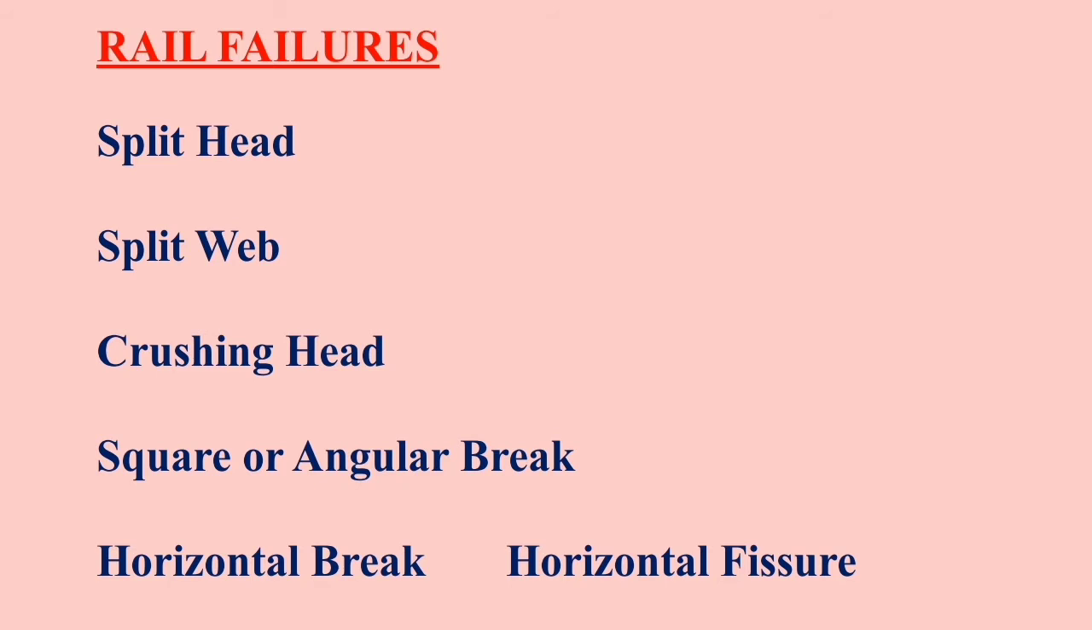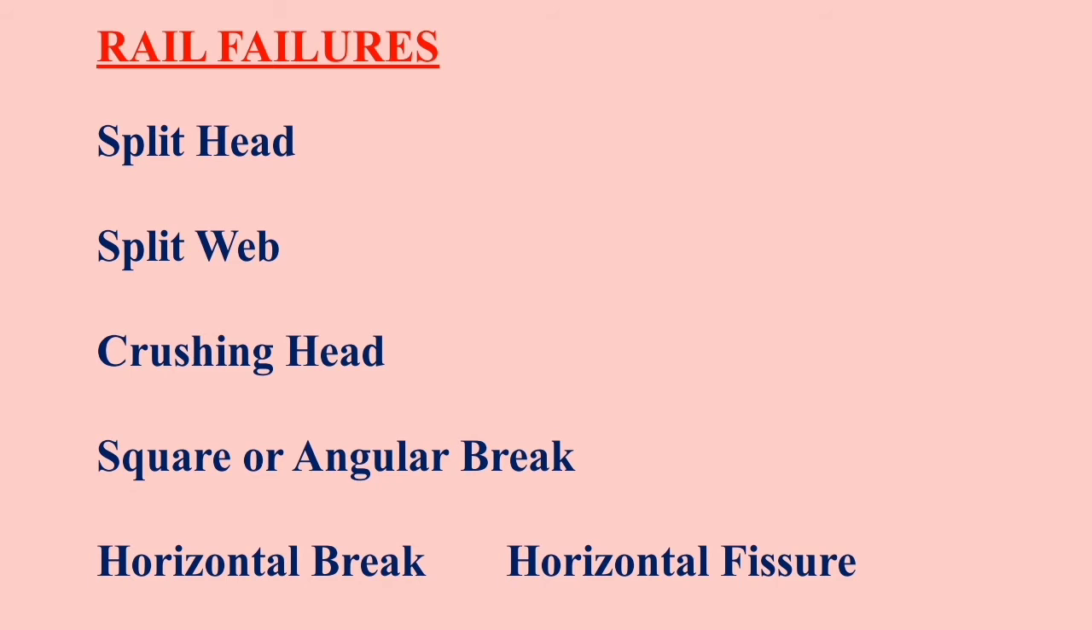First one, split head. In this type of defect, cracks develop in the middle of the rail head or splits occur from the side to the end of the head. Split web. In split web, the rail head gets cracked. And what is crushed head? In this type of defect, the rail gets sagged or flattened due to defective manufacture, slipping of wheels, skidding of wheels, or inadequate support at the rail end.